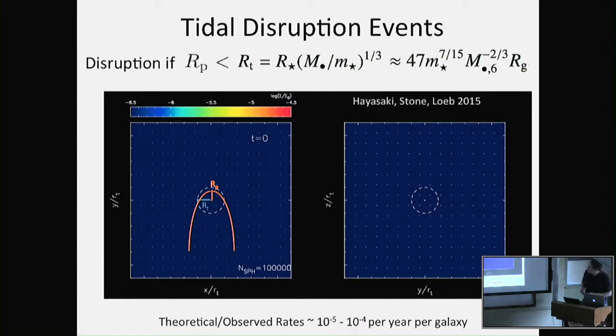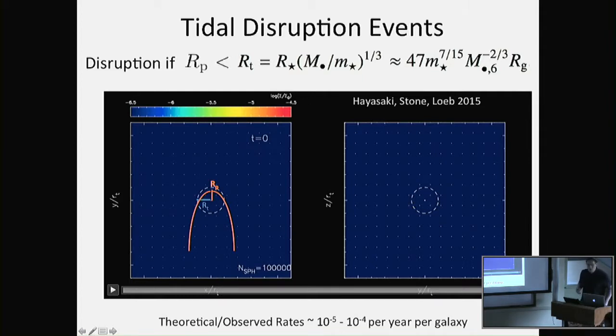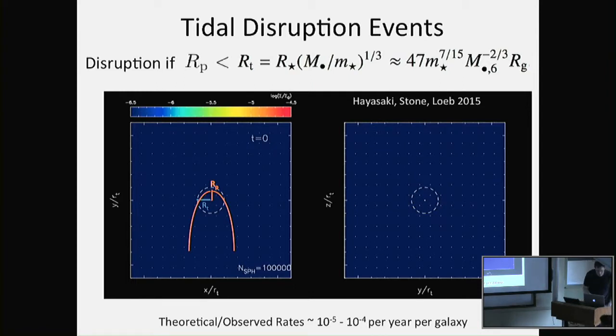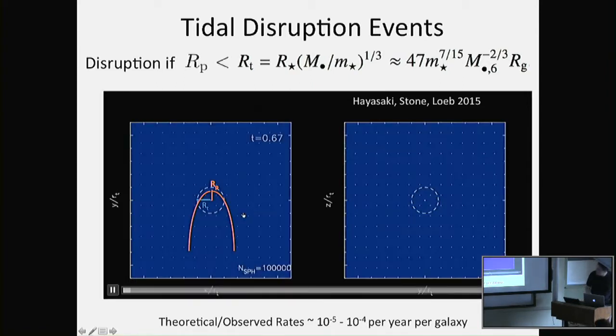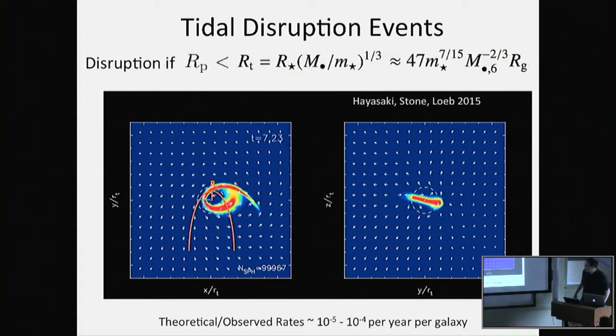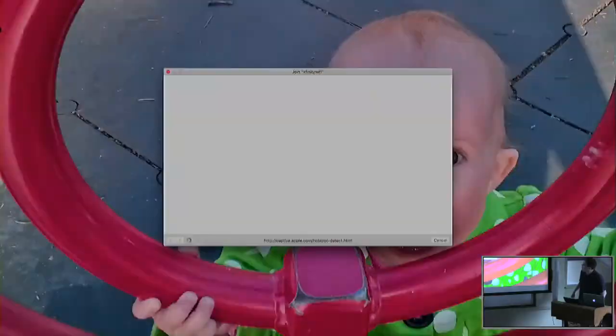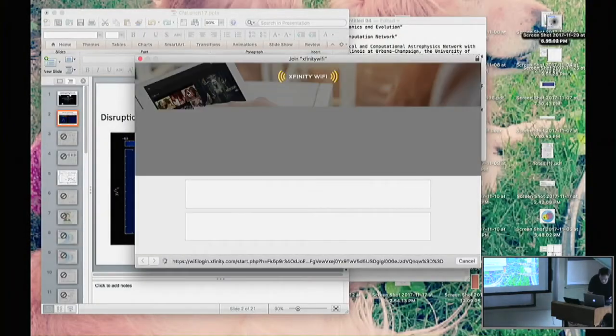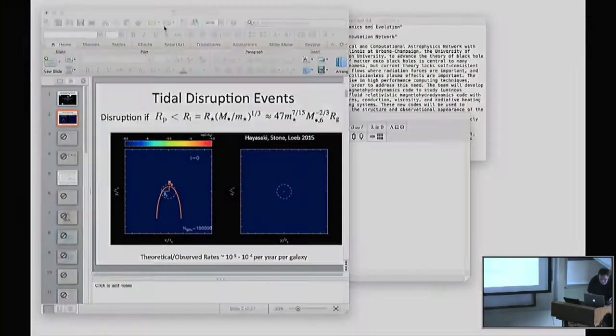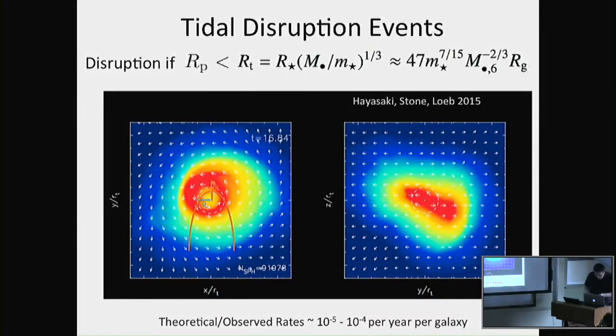So I think most people have heard of what a tidal disruption event is, since James is here, but essentially you have a star that's on a very highly eccentric orbit that enters the tidal sphere of the black hole. It's torn apart, and then this forms an accretion disk, which feeds the black hole, producing a transient flare of emission. These are expected to happen roughly every 10,000 or 100,000 years in a galaxy like our own.